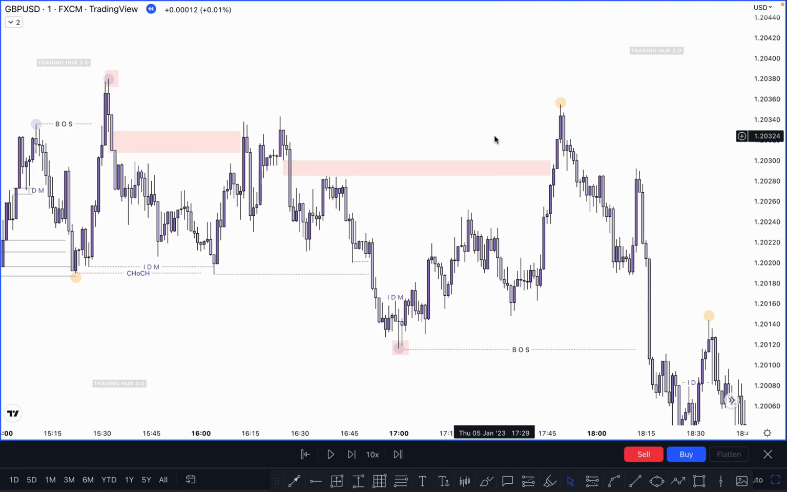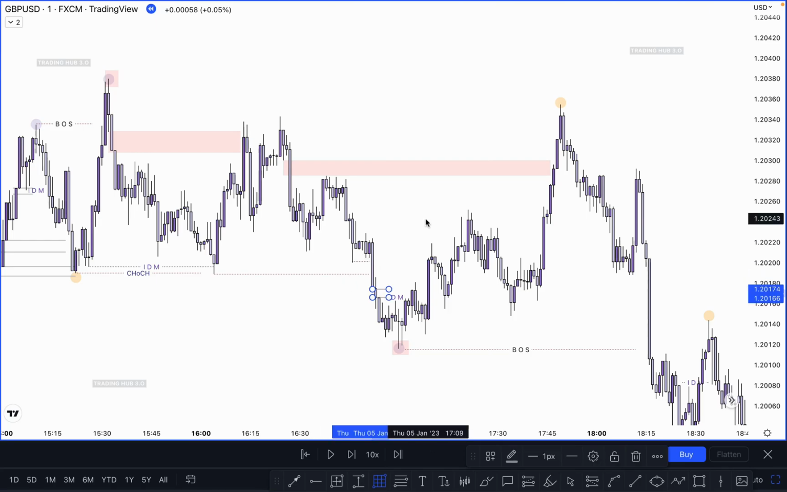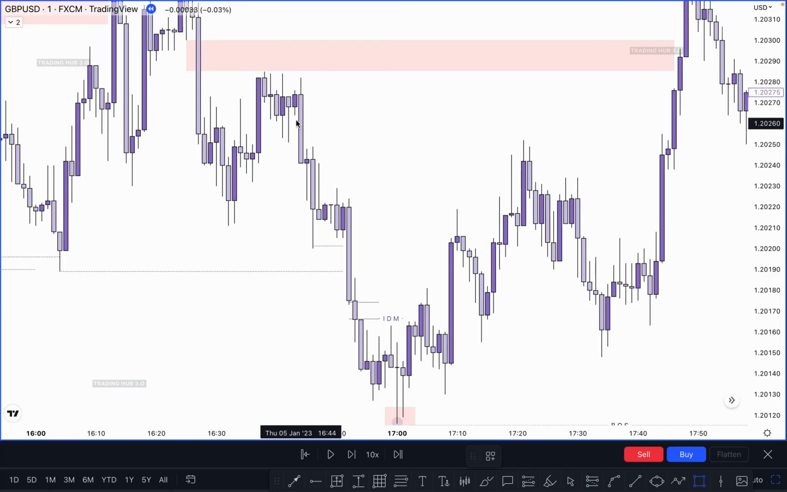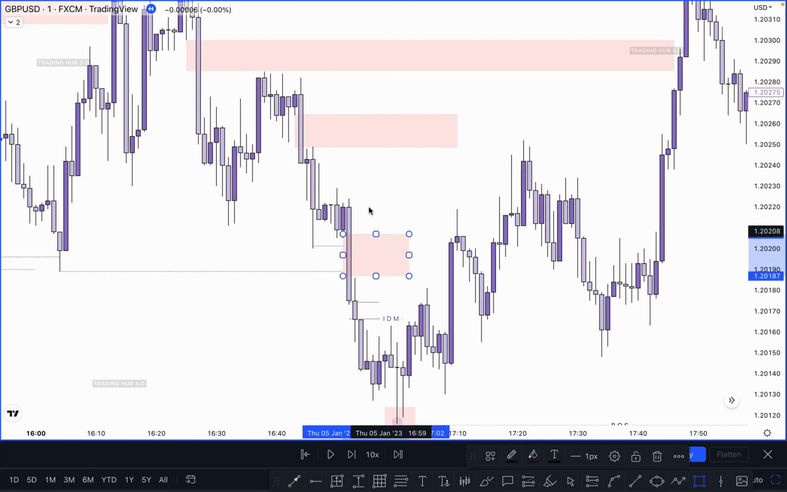POI identification. You have to identify unmitigated imbalance only, right? And below it you can see there are a lot of unmitigated imbalances, right? So where is our next imbalance? This one. Above it you can see there is no imbalance still left, and this one is also an imbalance, and this one is also an imbalance, right? But these imbalances are not valid. These 2 imbalances are invalid.